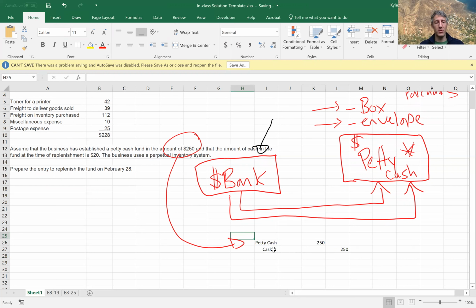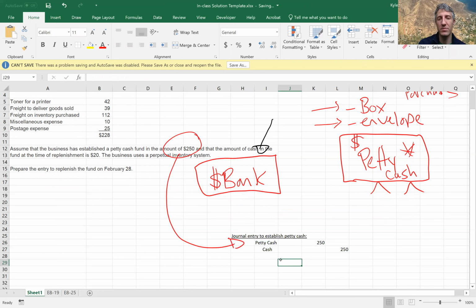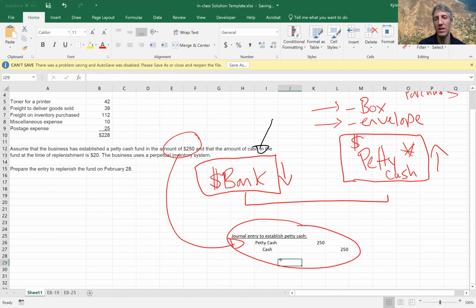So this would have been the journal entry to establish the petty cash fund. And you can see that kind of makes sense, right? Because cash in the bank is going down and cash in the petty cash fund is going up. And that's exactly what's happening in this journal entry. They physically went to the bank and they withdrew 250 and they put it in petty cash, in an envelope or a box, wherever the custodian keeps it, somewhere safe.